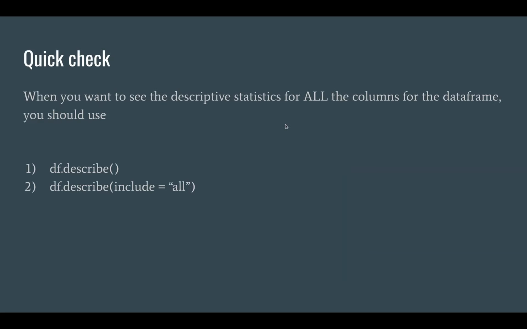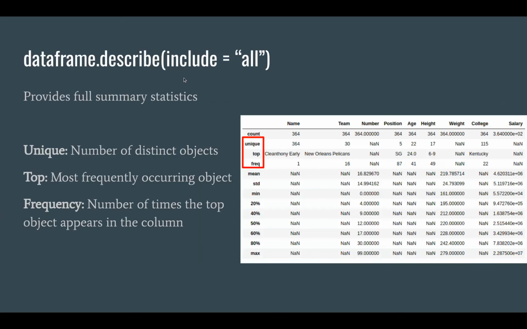Now let's do a quick check. So this is a question. When you want to see the descriptive statistics for all the columns of the data frame, you should use 1, df.describe, or 2, df.describe, but you add a parameter all for include. Okay, the answer is 2. We talked about it in this slide, so if you weren't sure, please review this slide again.